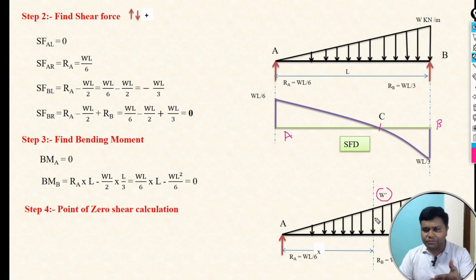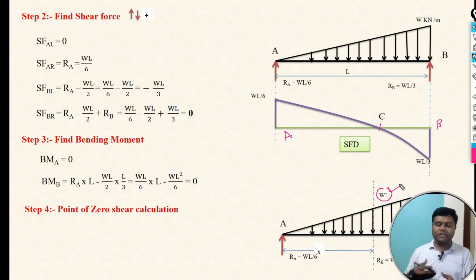And let's say whatever section we are considering, at that section our force is W dash, because we don't know the exact magnitude at the section, because that load is linearly varying. If some value is there, we can calculate it by using the triangle theorem, or by using the interpolation formula. Okay, any one method we can use, but now here we are considering that the magnitude or intensity of load is W dash.